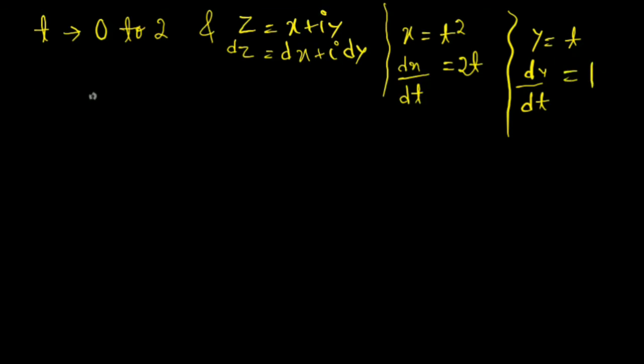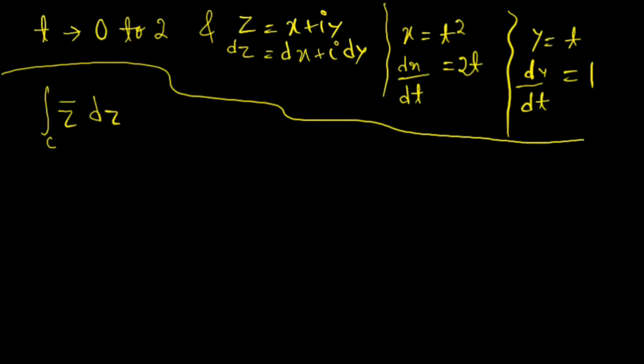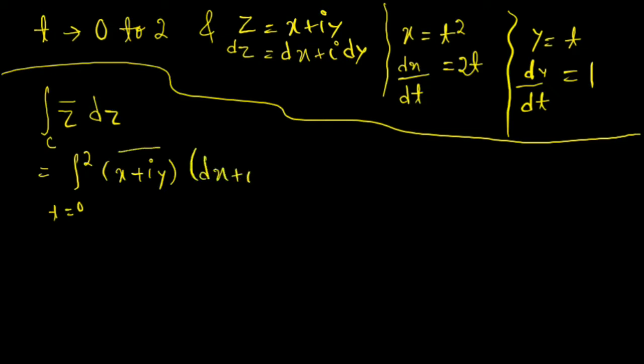Now, the question was what? Integration over C of z bar dz. Now we will put the value of all this over here. That is, this is equal to the integration from 0 to 2 of z bar, where z bar means (x + iy) whole bar, so this is (x + iy) bar dz, and dz means dx + i dy.